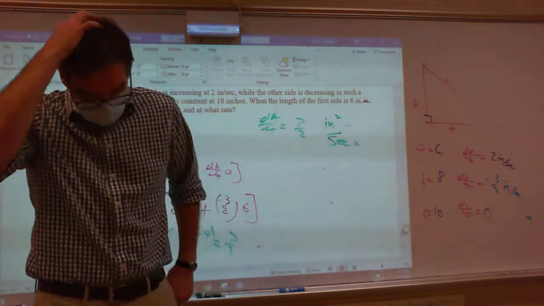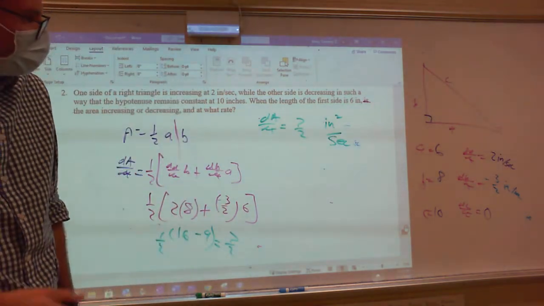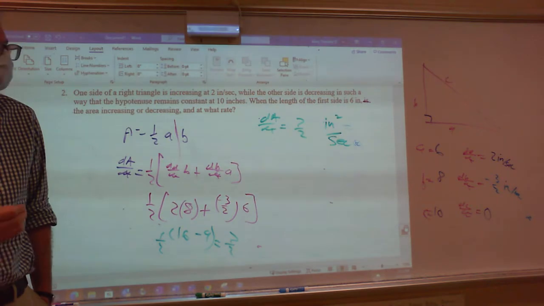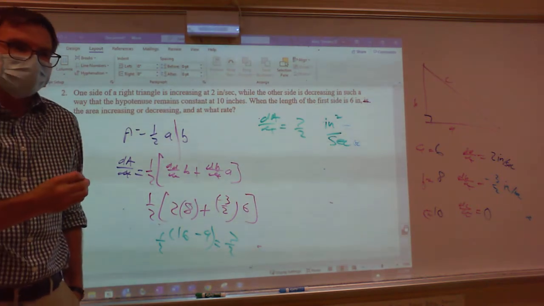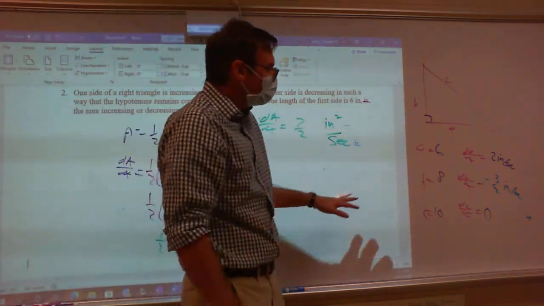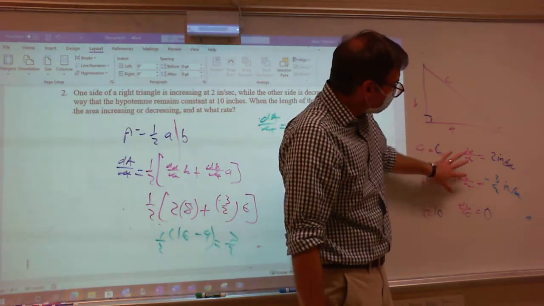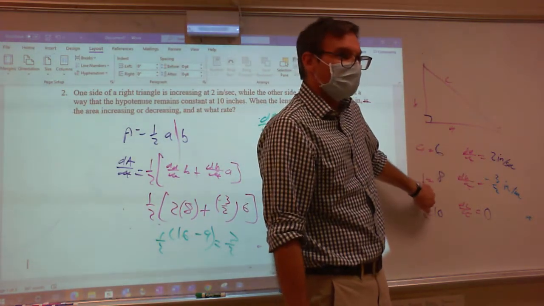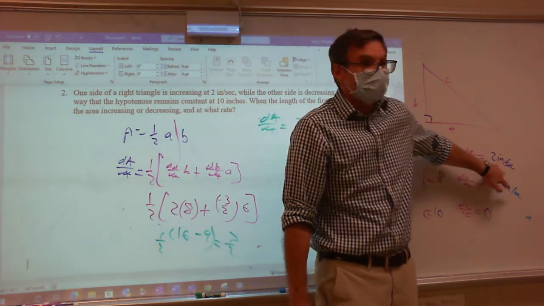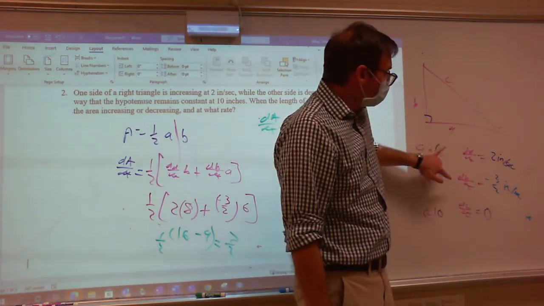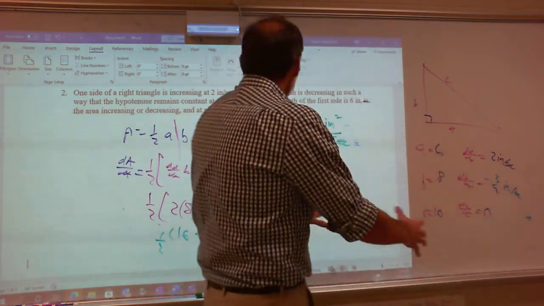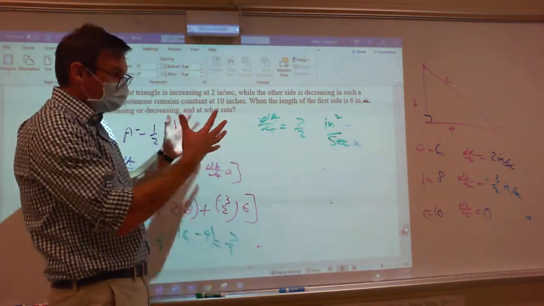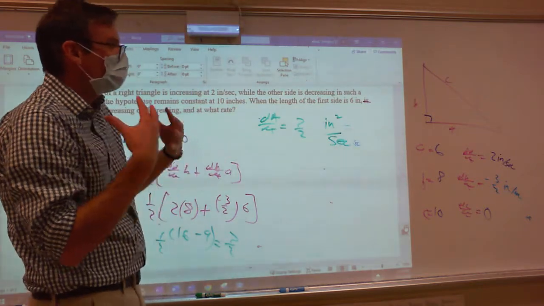Now, this came up in second period where someone was like, well, is it always increasing? No. It's increasing at that instant. These are the rates when this is 6 and this is 8 and this is 10. If these change, these will change, right? So if these change, that means the rate that the area changes can change. So it all depends. They all talk about that particular instant.